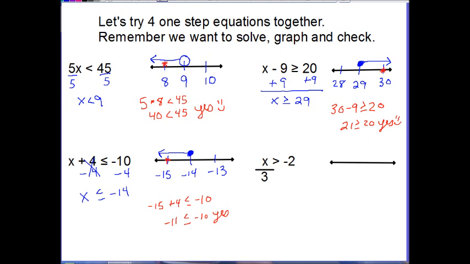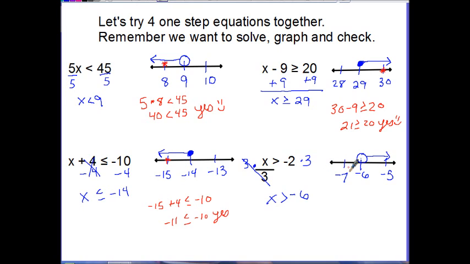Last but not least, x divided by 3 is greater than negative 2. The opposite of dividing by 3 is timesing by 3. They cancel out, and I'm left with x is greater than negative 6. So let's put negative 6 in, a smaller number on the left, a bigger number on the right. And because it reads x is greater than negative 6, we're going to have an open dot. My inequality points right, so my solution arrow is also going to go right. And we're set. Last one to check.